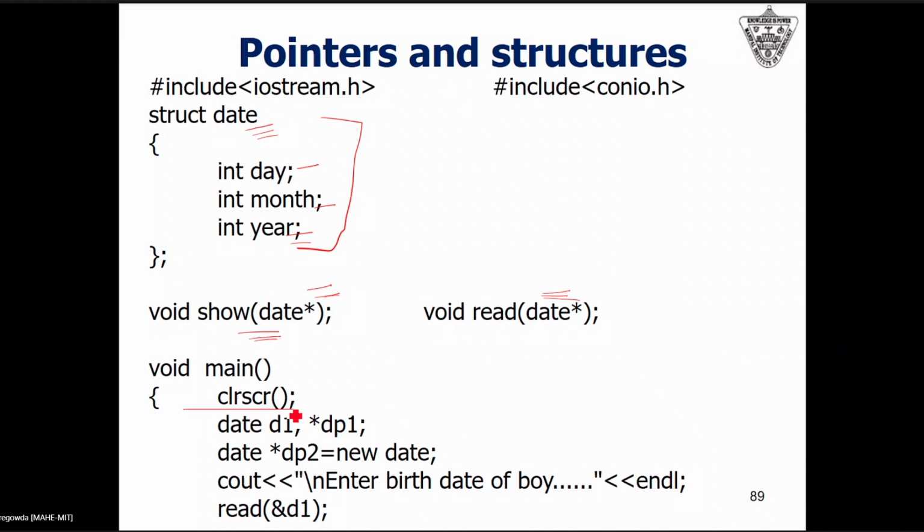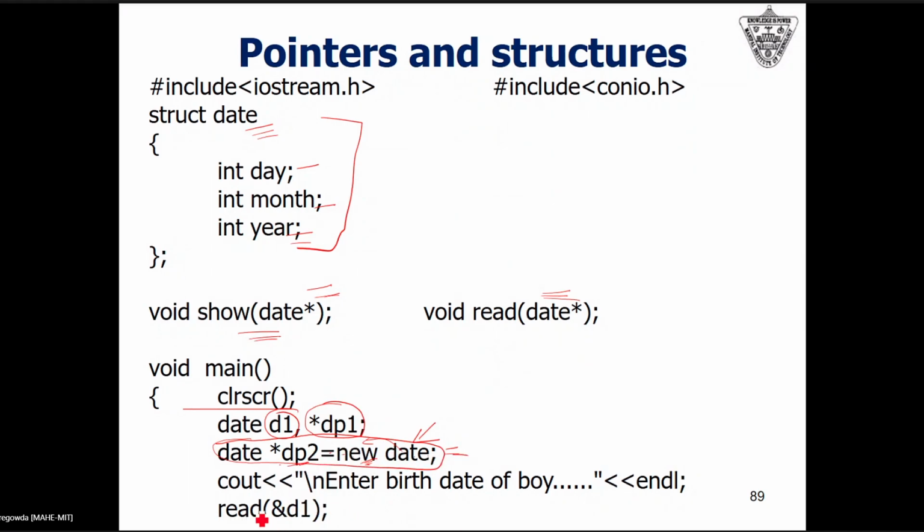So I created a structure D1. And another structure pointer I created here. With one more statement, I am dynamically creating the structure. The address of the structure is stored in DP2. Here you allocate the memory for the date type structure using the new operator, the dynamic memory allocation operator. This returns the address of the structure, which is automatically initialized to DP2. You don't need to initialize DP2 once again, it is already initialized in this statement.